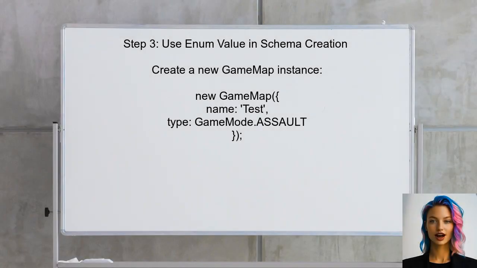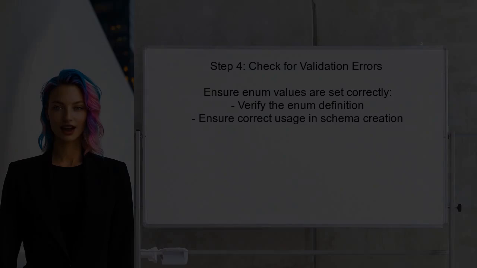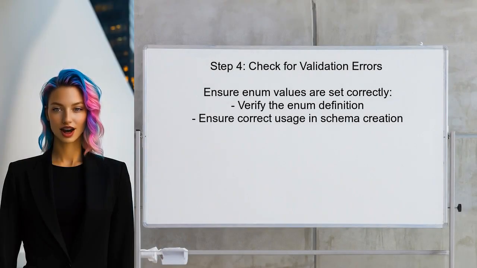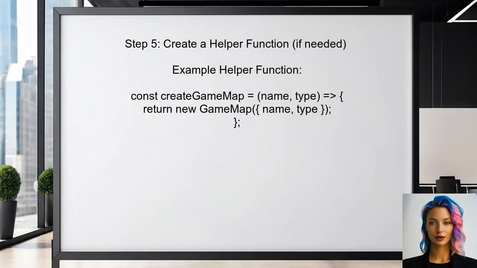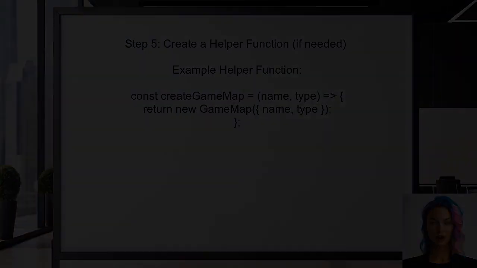Now let's address the second problem. The user wants to use an enum value directly during schema creation. To do this, we need to ensure that the enum values are correctly defined in the schema. If the user still encounters a validation error, they should check that the enum values are correctly set up in the Mongoose schema and that the enum is being referenced properly. Finally, if the user continues to face issues, they might consider creating a helper function to handle the conversion of enum values during object creation.